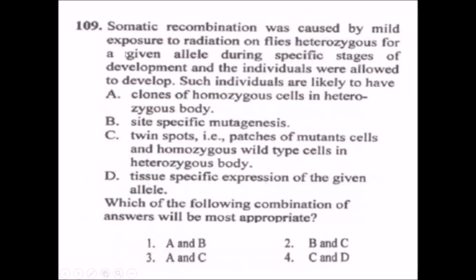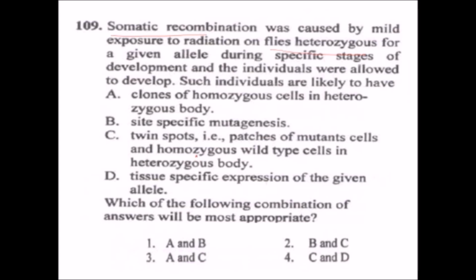Yes, next question is, the somatic recombination was caused by mild exposure to radiations on flies heterozygous for a given allele during the specific stages of development, and the individual allowed to develop. Such individuals are likely to have, first point is that it is a somatic recombination, and the other is that the flies are heterozygous. So it is possible due to recombination that heterozygous may convert into the homozygous state. As it's a somatic recombination, we can have the patches of mutations.